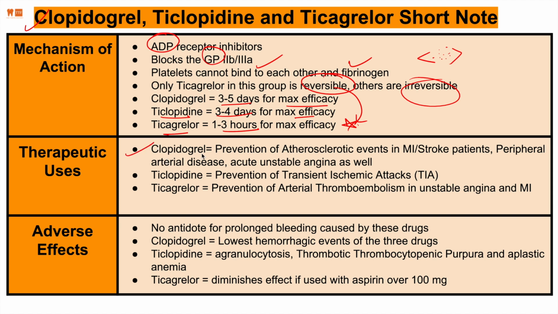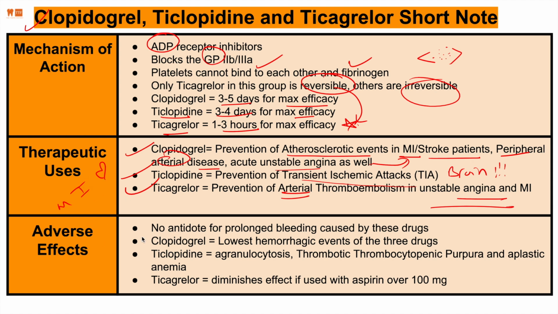Therapeutic uses: clopidogrel, prevention of atherosclerotic events such as MI and stroke patients, peripheral arterial disease, remember that, arterial, and acute unstable angina, which is essentially MI. Ticlopidin, prevention of TIAs, which is transient ischemic attacks that has to do with the brain not receiving enough blood and oxygen. Ticagrelor, prevention of arterial thromboembolism in unstable angina and MI. So a lot of MI and heart attacks.